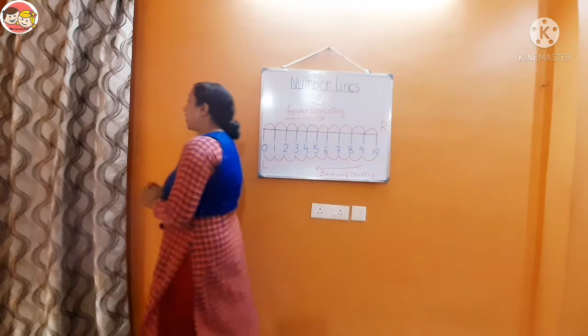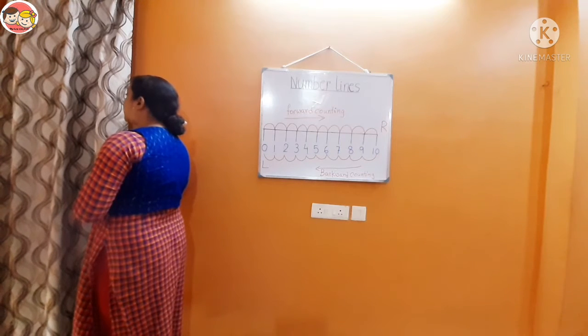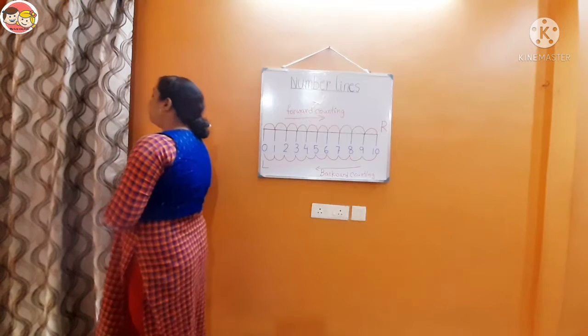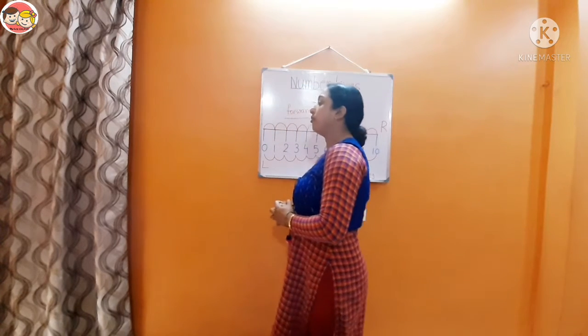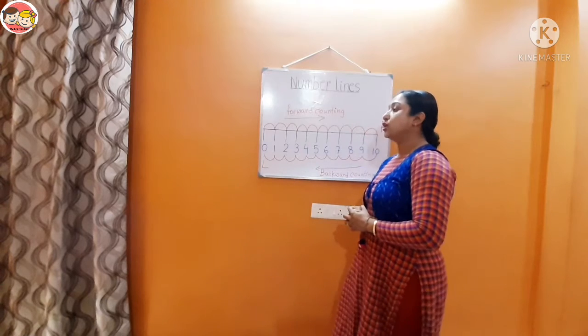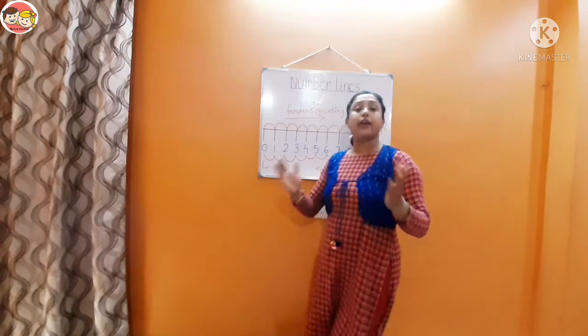So let's start. Again, we have to go back to the point, that is number 10. Now we have to move backside. Let's begin. 10, 9, 8, 7, 6, 5, 4, 3, 2, 1, 0. So children, you can also play this game at home along with your parents and friends. Through this game, you can learn this concept backward counting from 10 to 0 or 20 to 0 very nicely and easily. Now children, we are going to learn this concept through a beautiful rhyme.